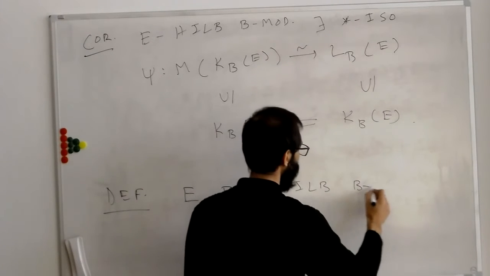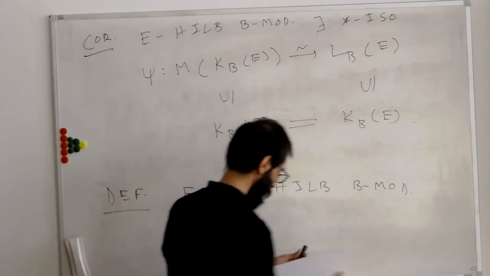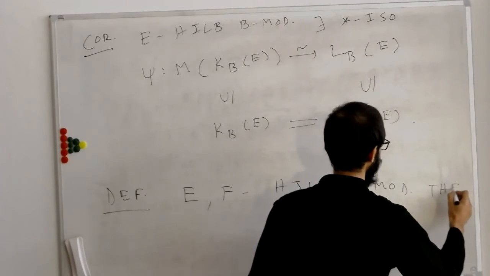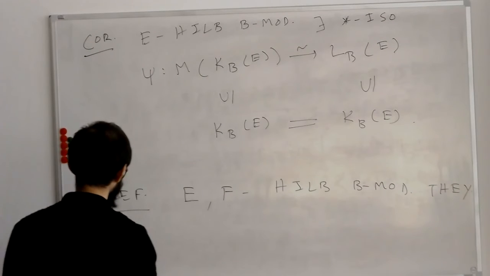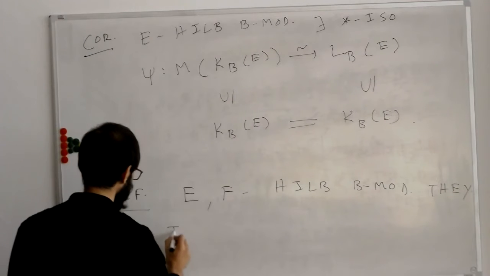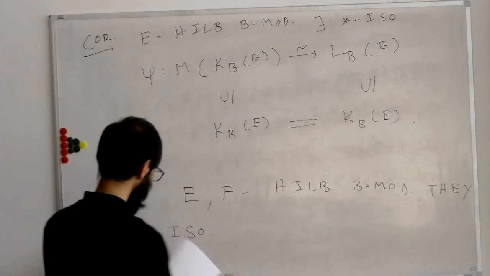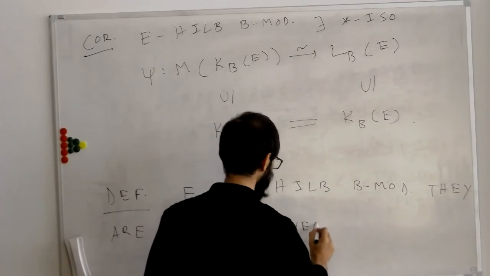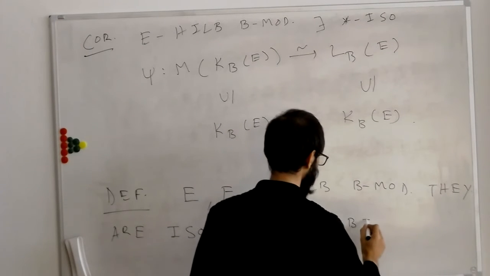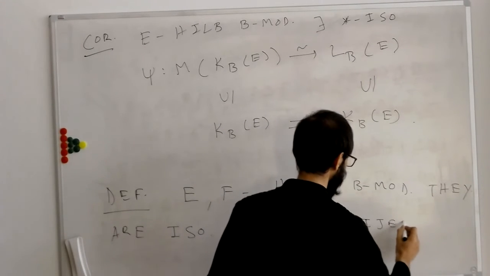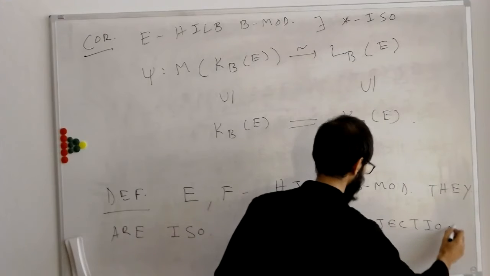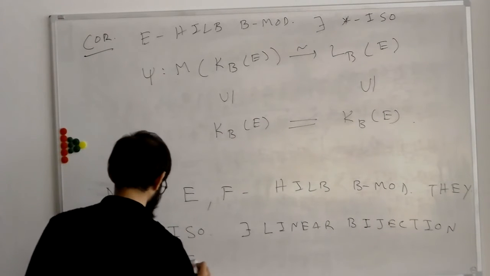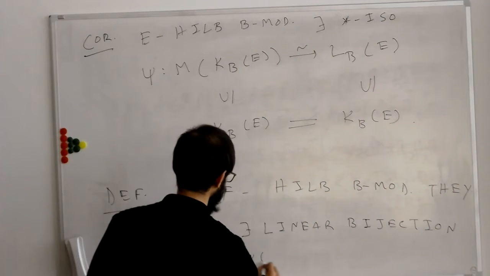E and F are Hilbert B modules. They are isomorphic if there exists a linear bijection I from E to F that is an isometry.